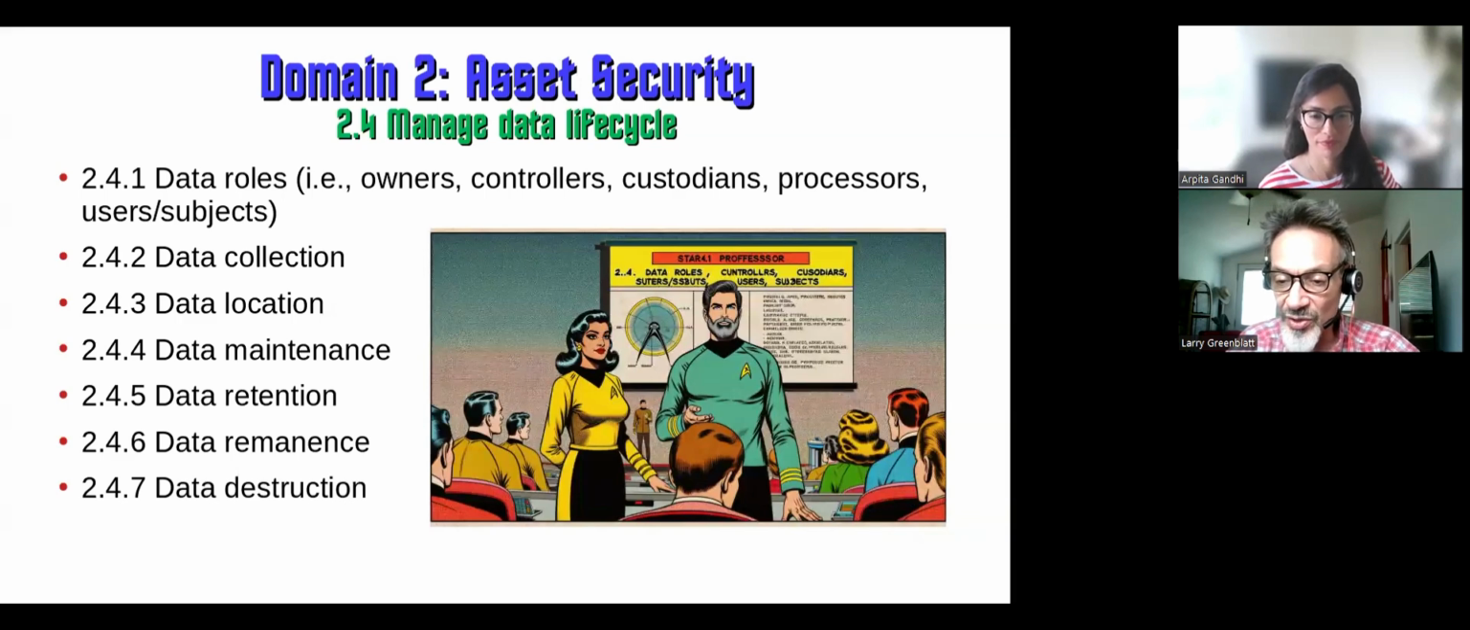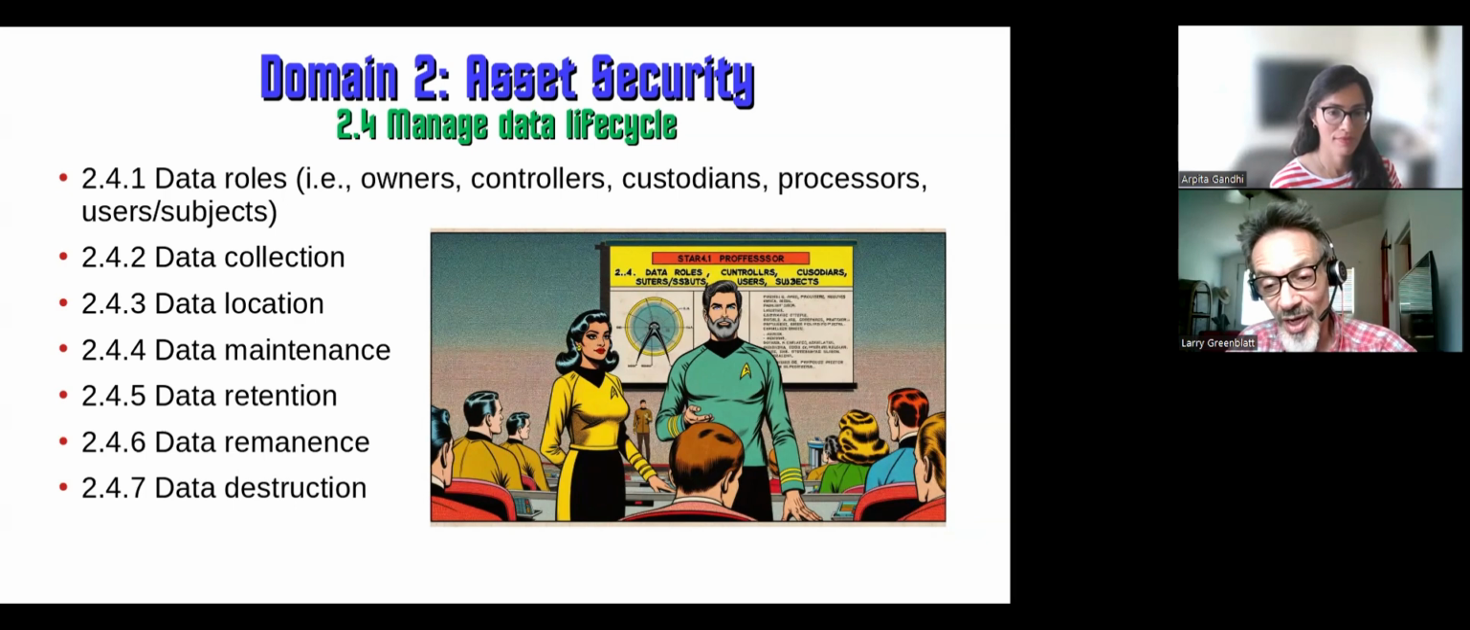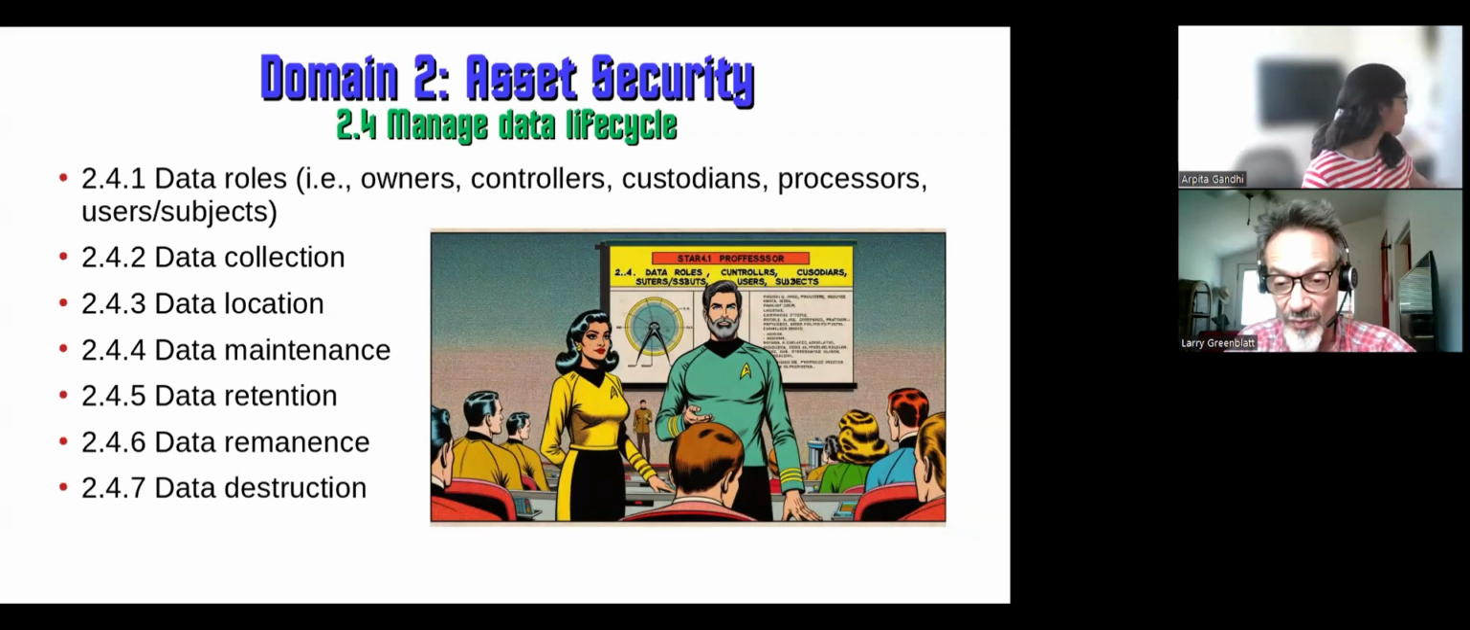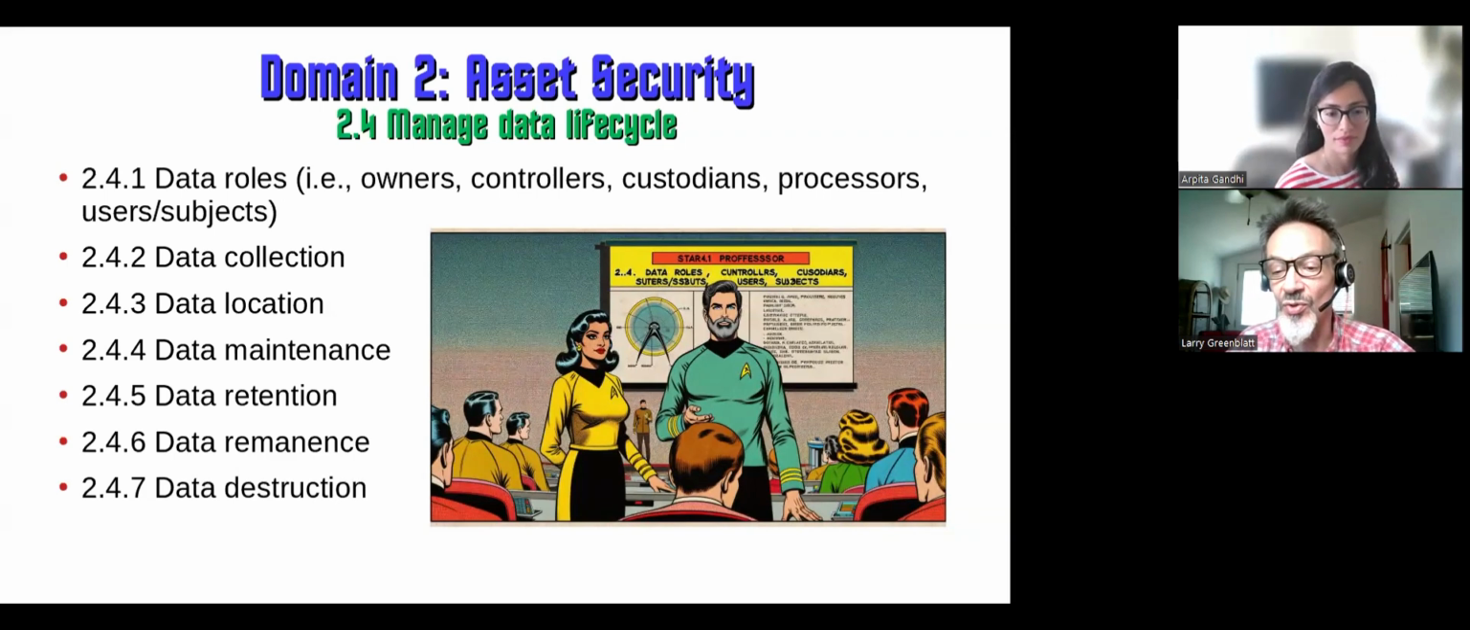They should be knowledgeable about the secure data collection, storage, and transmission practices, as well as the importance of maintaining accurate data inventories and understanding the data location. A CISSP should be very familiar with data maintenance procedures, retention policies, and the concept of data remnants. That's the data that still remained after you thought you got rid of it, right? Finally, they must be well versed in secure data destruction methods and standards to ensure the permanent and irreversible removal of sensitive information when it's no longer needed. That's the right to be truly forgotten.